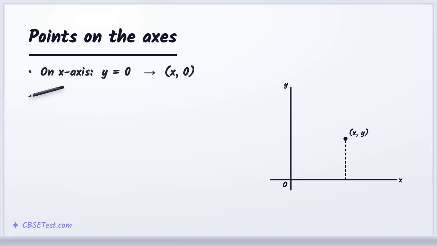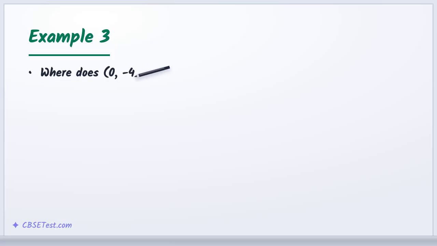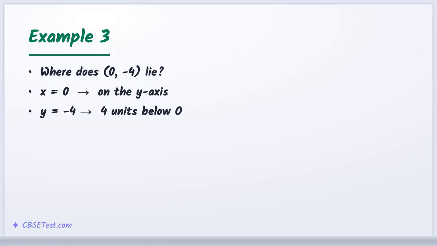Points sitting on the x-axis always have y equal to 0, and points on the y-axis always have x equal to 0. The origin, where both are 0, belongs to both axes. Since the x-coordinate is 0, the point 0, -4 lies on the y-axis 4 units below the origin.